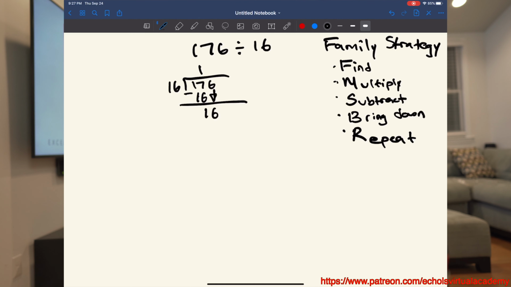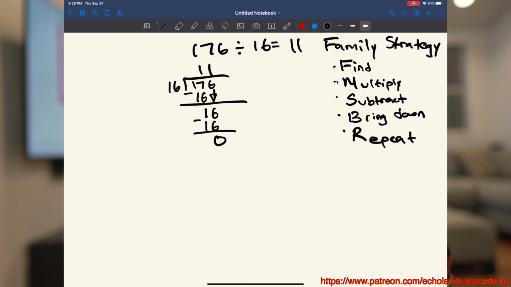We go back to our find stage. And how many times can 16 go into 16? 16 goes into 16 one time. 1 times 16, because now we're back to our multiply stage. 1 times 16 is 16. We subtract again. And we get 0. So there's nothing left over and there's nothing to bring down, which tells us that our answer, 176 divided by 16, is 11.